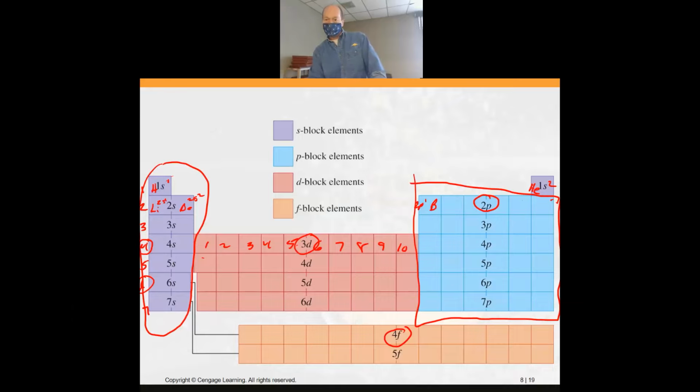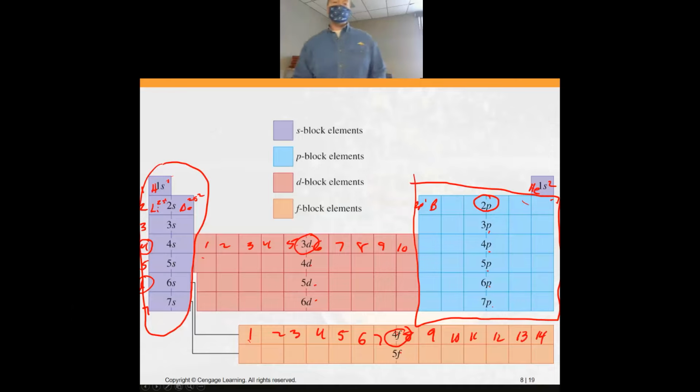P starts at 2, and so you got the 2P, the 3P, the 4P, the 5P, the 6P, the 7P. D starts at 3, so you have the 3D, the 4D, the 5D, the 6D. F starts at 4, you have the 4F, and you have the 5F. And again, there's 14 of these. So 1, 2, 3, 4, 5, 6, 7, 8, 9, 10, 11, 12, 13, and 14.